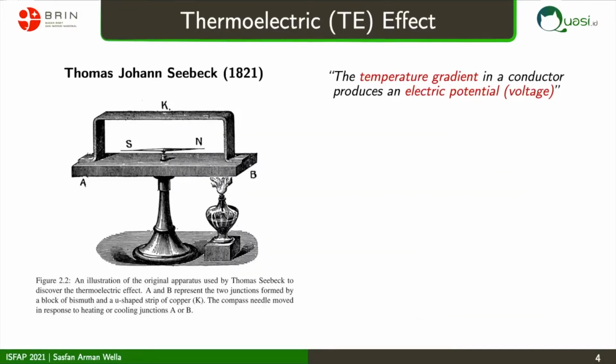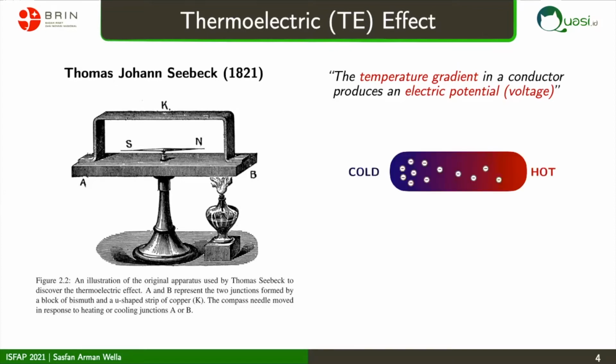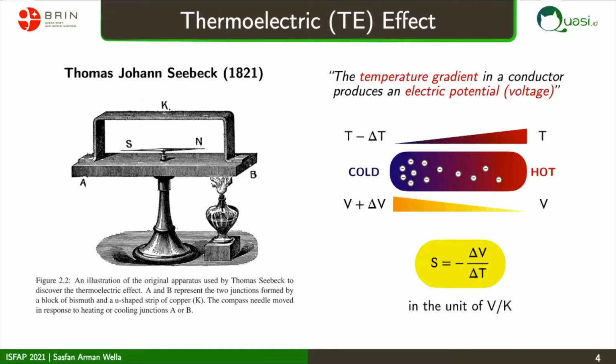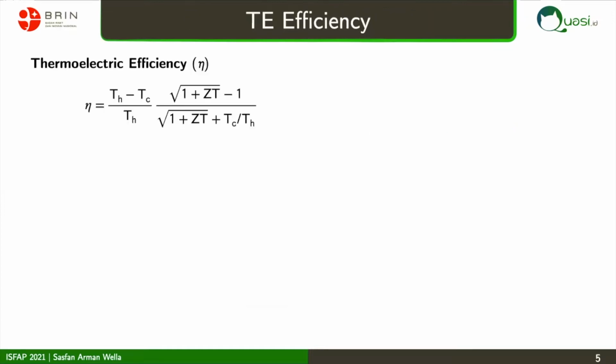The thermoelectric effect, the conversion of heat to electricity, was discovered a long time ago by Thomas Johann Seebeck. As we see in the figure, it is the original apparatus used by him, and A and B represent the two junctions, a block of bismuth and a U-shaped strip of copper. When the B side is heated, the compass needle is moved, proving that the temperature gradient in a conductor produces a voltage. The voltage is proportional to the temperature difference, and the proportionality constant is known as the Seebeck coefficient.